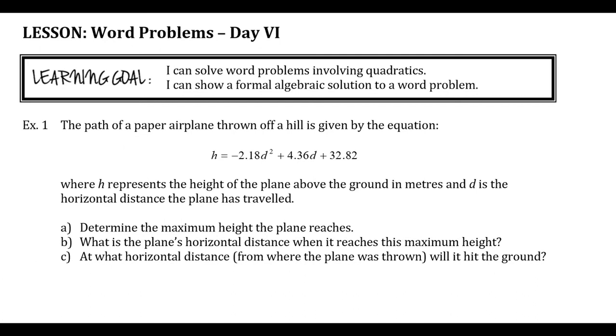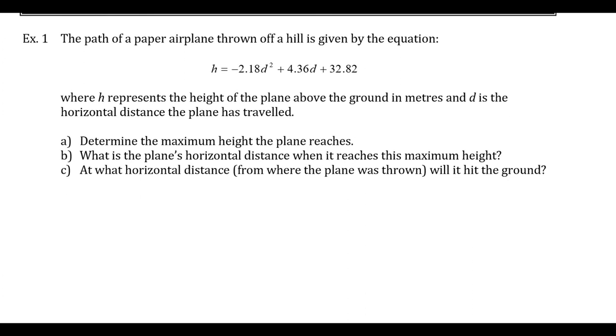Again, we're given the equation in this case. So this is the type where it really can be helpful to draw it and think about the different properties of a parabola. What's important? Okay, so this is a paper airplane thrown off a hill, and h is the height of the plane above ground in meters. D is the horizontal distance the plane has traveled. A little bit different from yesterday where it was with the time taken. This is the horizontal distance.